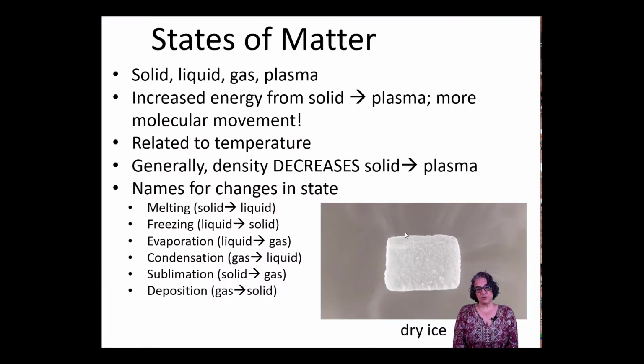One of the primary properties of matter, matter being the substance that we're looking at, is the state that it's in. This refers to the amount of energy present within the matter and the movement of the molecules. In general, substances with a lot of energy and molecular movement will be in a gaseous or plasma form, and as the molecular movement slows down, they become more solid.